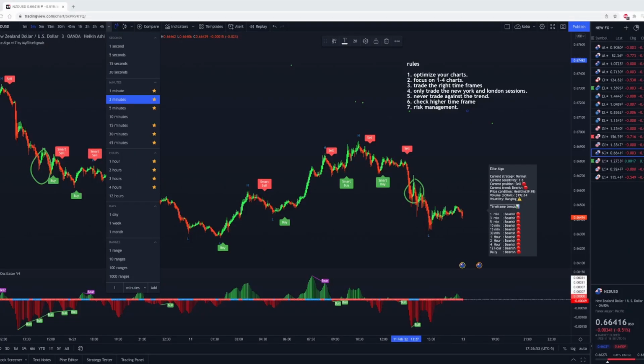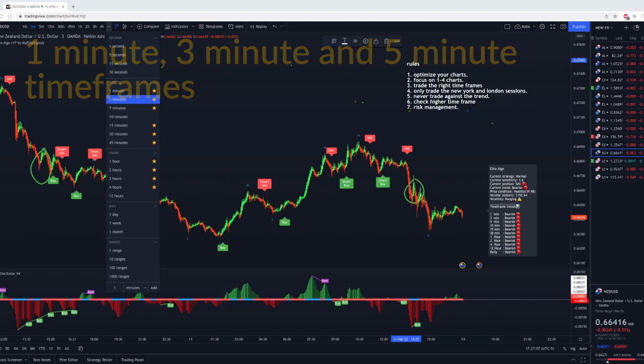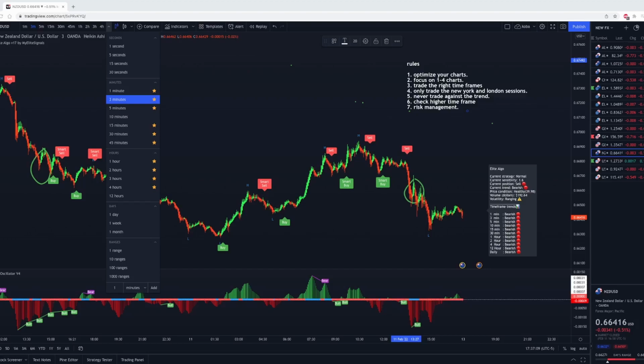Rule number 3, very simple, guys. You want to be using the right time frame when it comes to scalping. Now, a lot of traders might not know this, but you need to be using the proper time frames, and those are the 1 minute, 3 minute, and 5 minute time frames. Anything higher than the 5 minute time frame, you are considered a day trader, so you're not scalping anymore. And anything smaller than the 1 minute, you should completely avoid, because it is just too fast and too erratic, and it will be very hard for you to take profitable trades. That being said, let's move on to rule number 4.